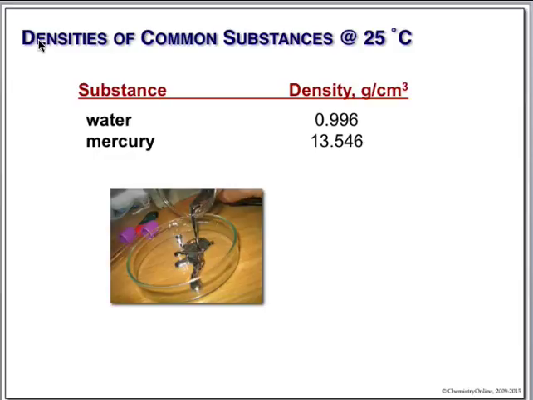Mercury. Mercury is very dense, 13.5 grams per cubic centimeter. You may have seen this. When I was a child, we used to play with it. It was so much fun. Taking a coat of it and rubbing it with your fingers. Today you can't because it's a neurotoxin.